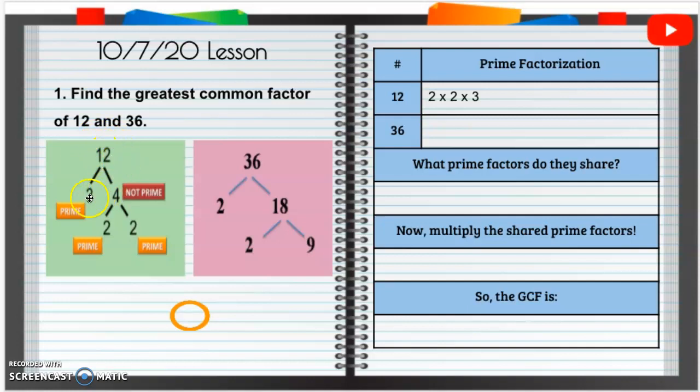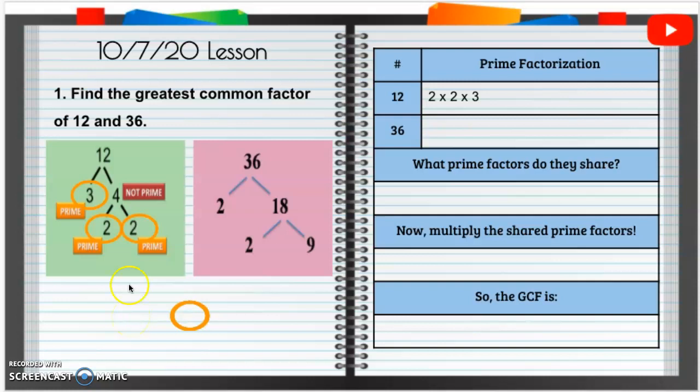12, we can break it down into 3 times 4. 3 is a prime number because we can't break it down anymore. So we're going to circle that. 4 is not a prime number because we can break it down into 2 times 2. You can't break down 2 times 2 anymore other than 1 and itself. So we are going to circle those because they're prime. There's no more branches for us to make.